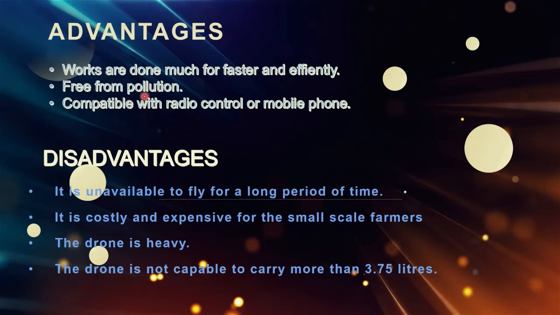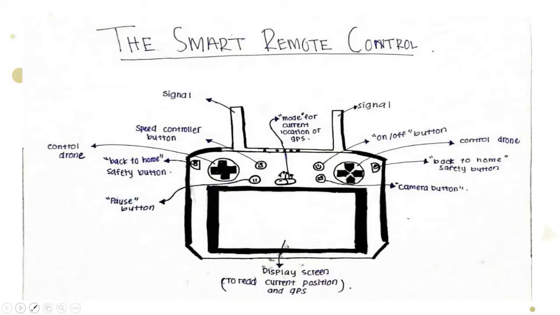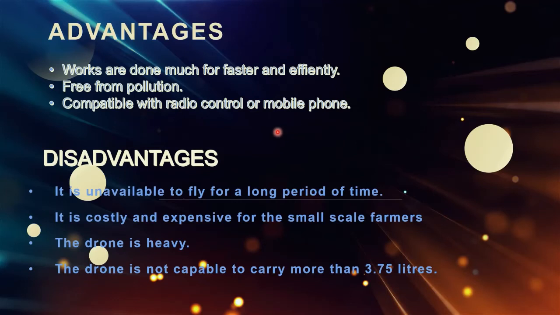Next is free from pollution. The drone itself uses battery power to fly, instead of using gasoline, which causes air pollution. So it is really eco-friendly. And then it is compatible with radio control or mobile phone. The drone itself can be controlled with the smart remote control, or you can use your smartphone, because they set the program that will fly over using the wireless connection.